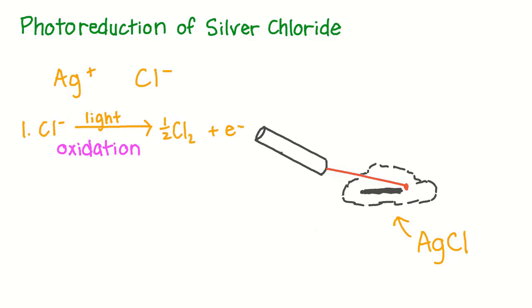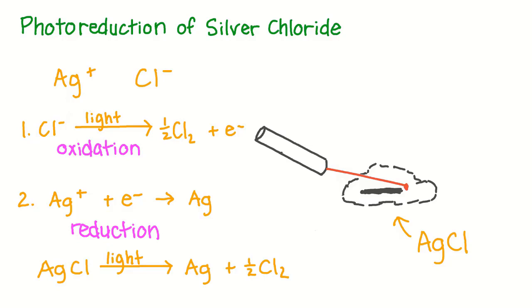Of course, chlorine atoms can't exist on their own very well, so they'll combine with other chlorine atoms to form chlorine gas. Next, the silver ions gain the electron that the chloride ions lose, forming silver. The process of gaining an electron is called reduction.